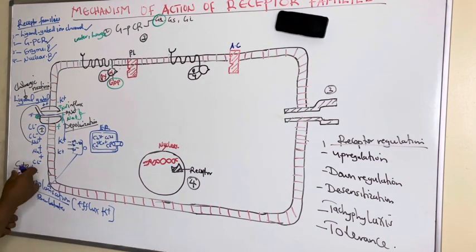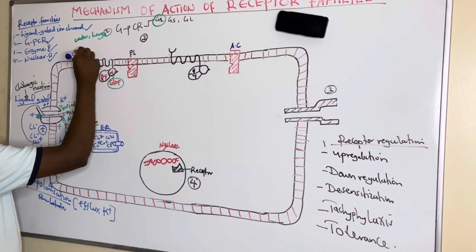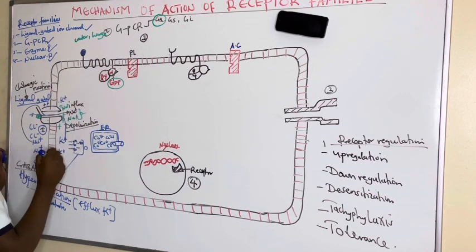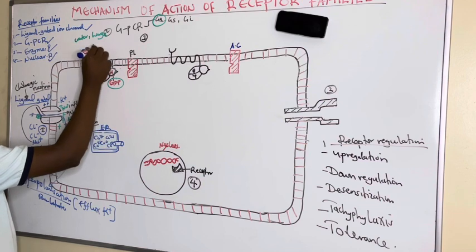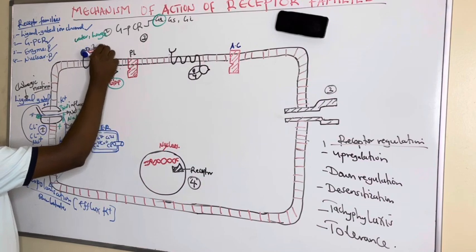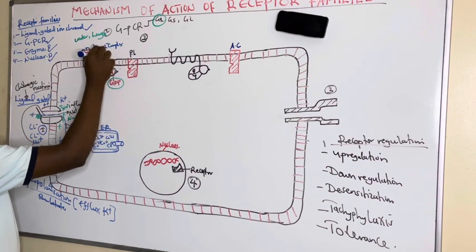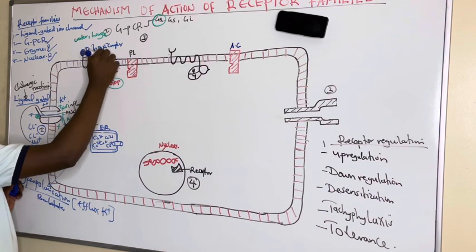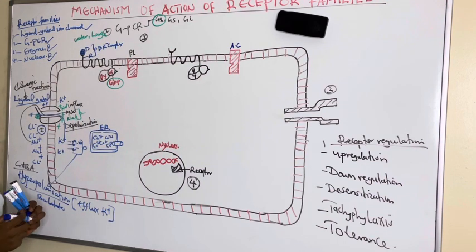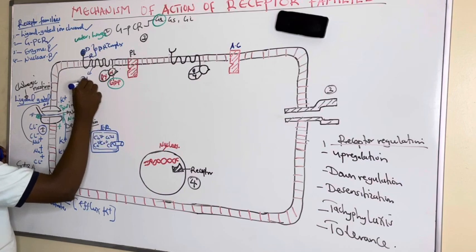But in the presence of a drug, which is water soluble and large in size, when this drug comes and binds on the receptor, this is the receptor and this is the drug, they form what we call a drug receptor complex. And this drug receptor complex causes a conformation change in this G-coupled receptor, which spans the membrane 7 times.